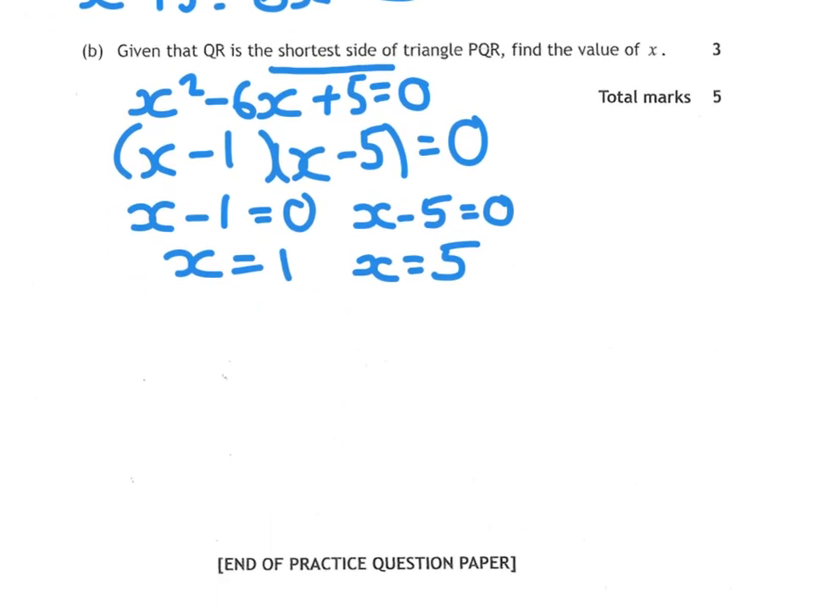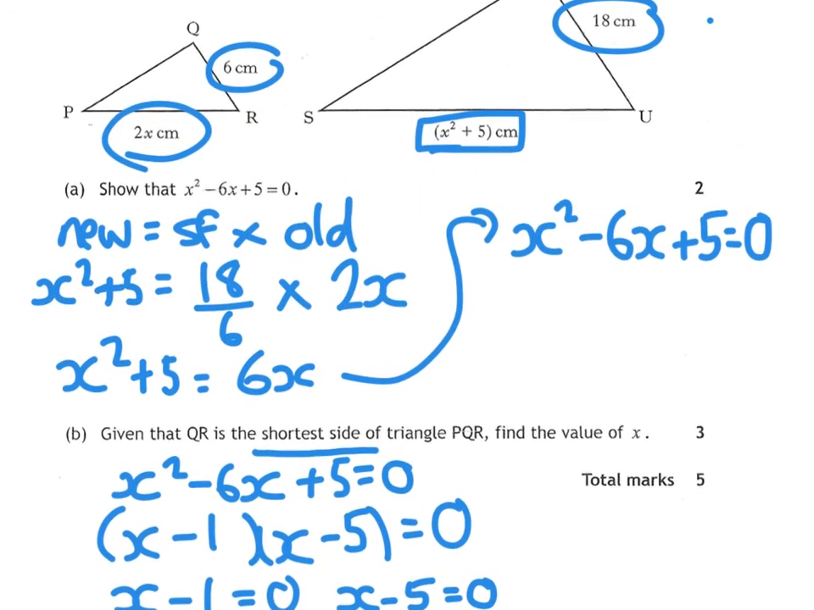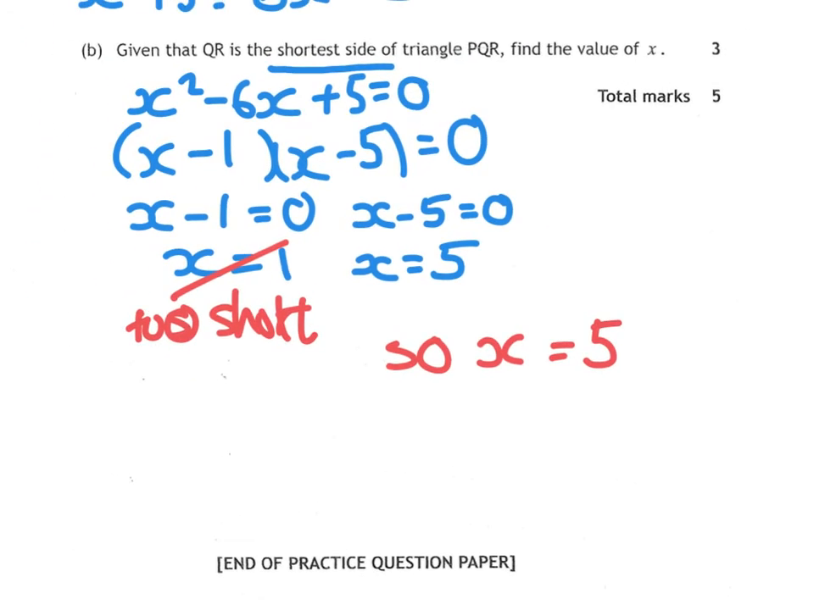So I'm literally going to score that one out and say too small or too short. So x equals 5. And I think it was in centimetres. Yeah. So x equals 5 centimetres. So that was a wee twist on your normal one. And that's the end of the paper. Thanks very much.